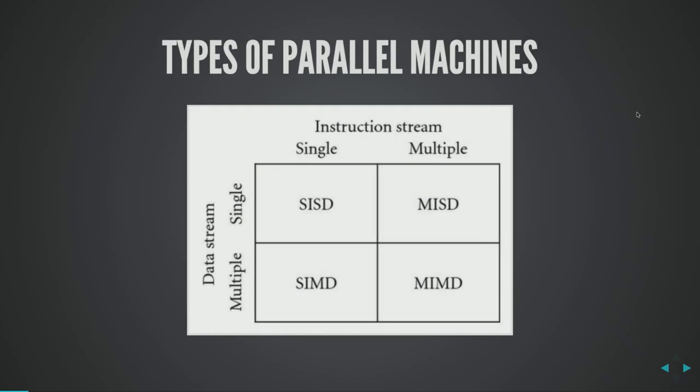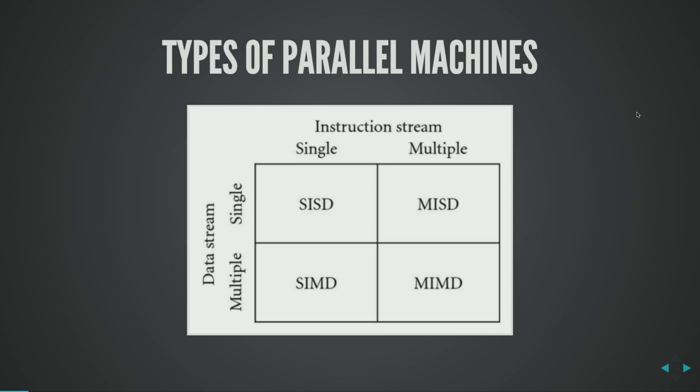This is from a paper in 1966, known as Flynn's taxonomy, and he defined 4 classes of machine. On the x-axis you can see the instruction stream, and on the y-axis the data stream. These are the classes of machine based on instruction and data parallelism. What we are interested in is the bottom left portion, which is single instruction, multiple data.